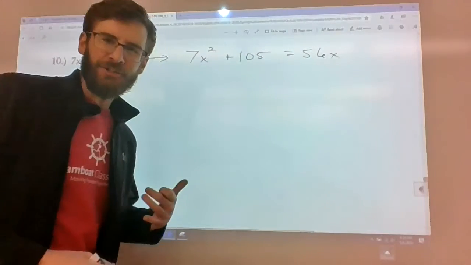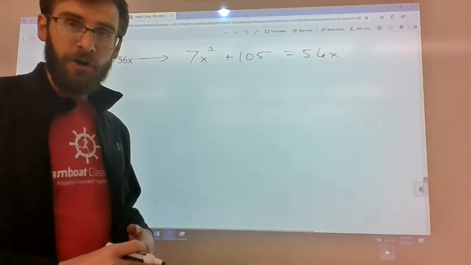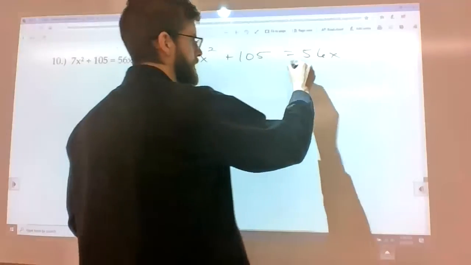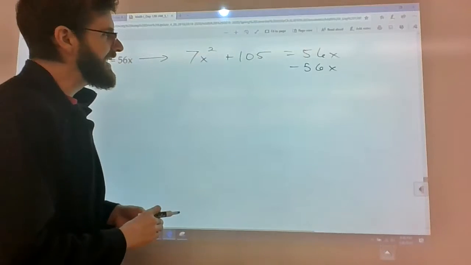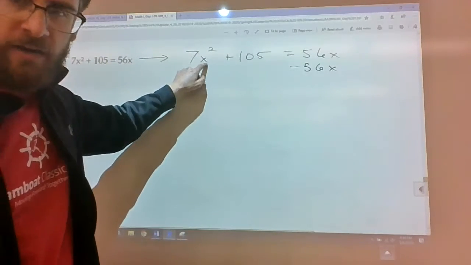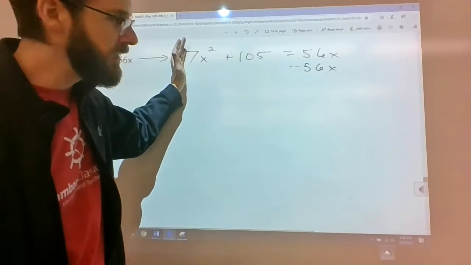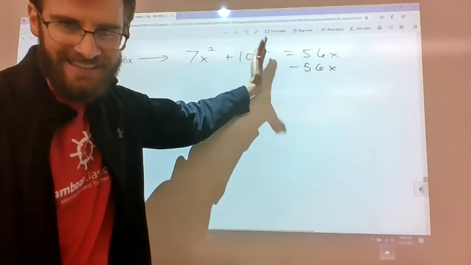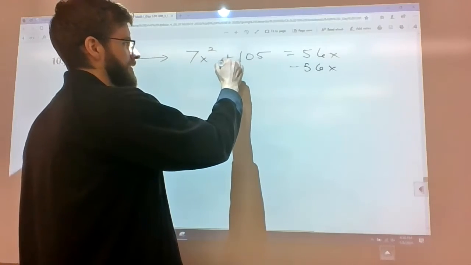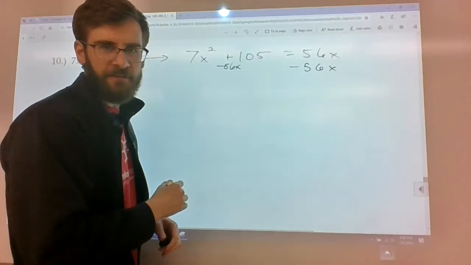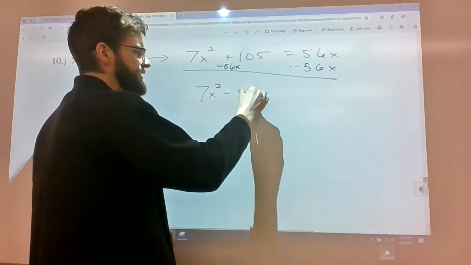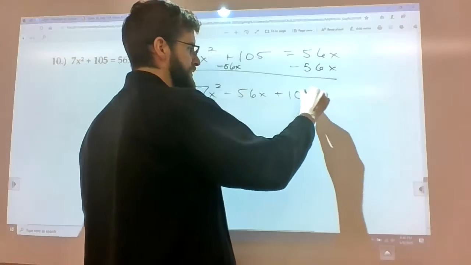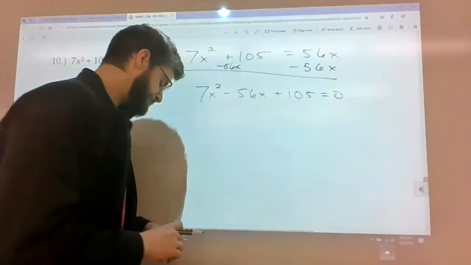All right, so this is an interesting one. First of all, get 0 by itself, which I'm going to move the 56x to the left-hand side. I'm going to wedge it in between the square and the constant, ax squared plus bx plus c. Right there. There's my negative 56. So 7x squared minus 56x plus 105 equals 0.